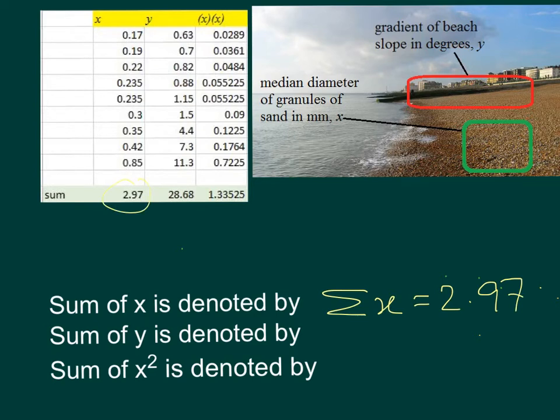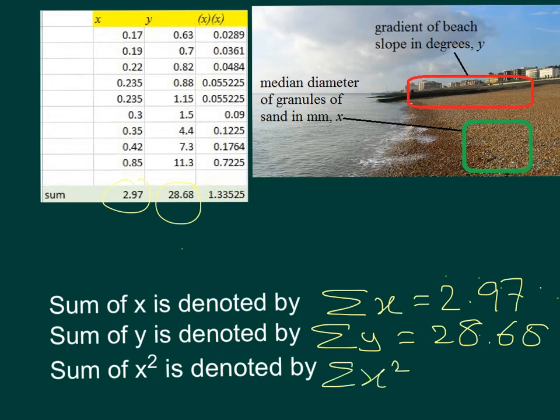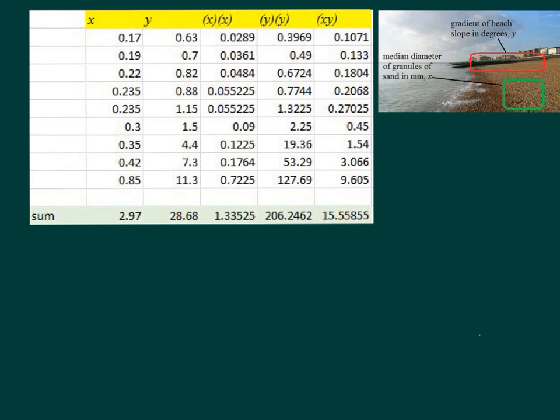And sum of y is this symbol, and here is 28.68 from here, and sum of x squared in this case is roughly 1.33525 as indicated in this table. Here I expanded the table into two more columns of y squared and xy. So for example, this particular number here is basically 0.63 squared.